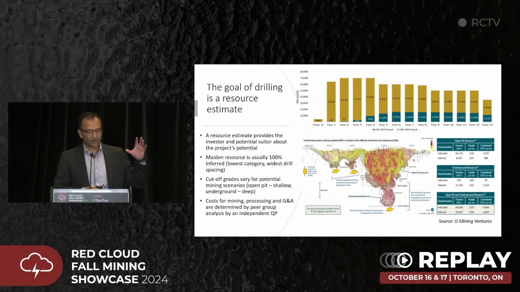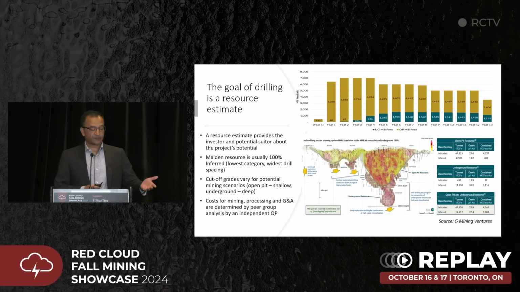So you need to look at cutoff grades. Open pit, shallow, deep needs a higher cutoff grade. 100% inferred. And if you're a junior, that's what you want to start off with, obviously. But you want continuity such that the major can come in, do their own numbers, and you don't have to drill it. I mean, the optimal would be Great Bear, where you don't even put out a resource. That would be nirvana for most juniors.